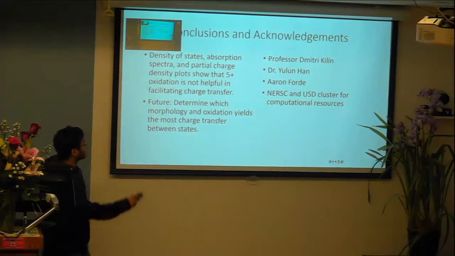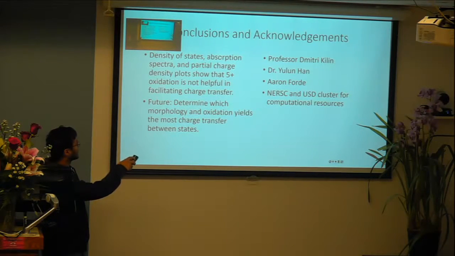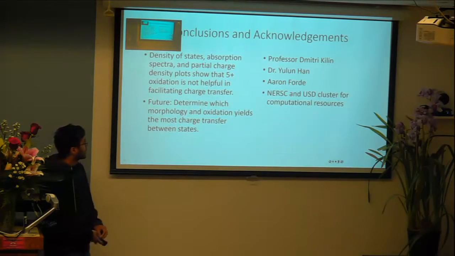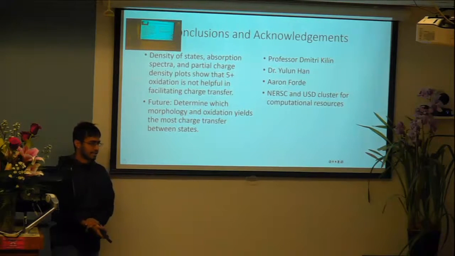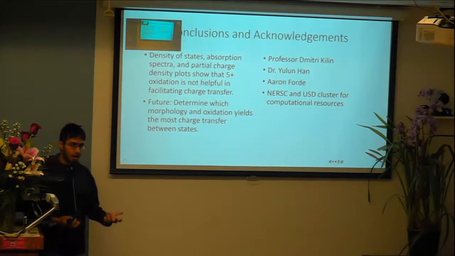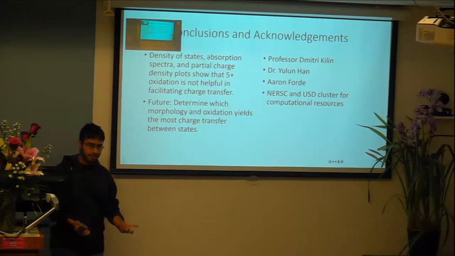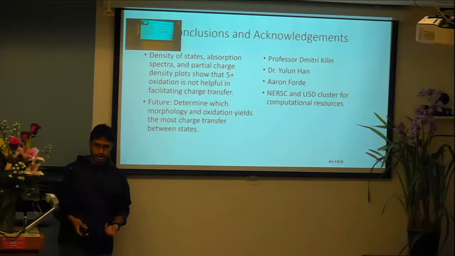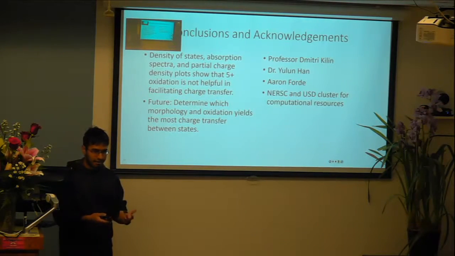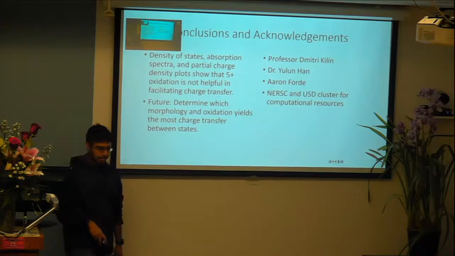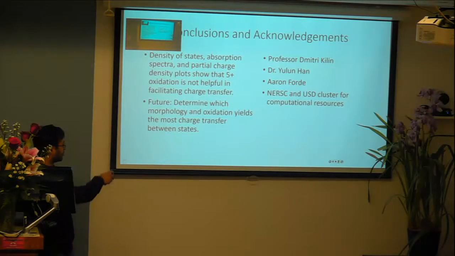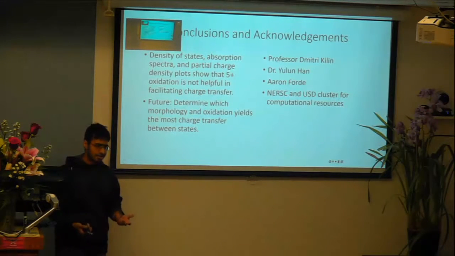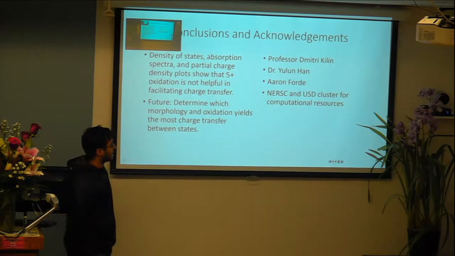So in conclusion, we see that the density of states, absorption spectra, and partial charge density plots do not actually help in facilitating the charge transfer between states when our models have 5 electrons removed from them. And in the future, work could be done in order to determine which morphologies and oxidations will actually yield the most charge transfer between states.